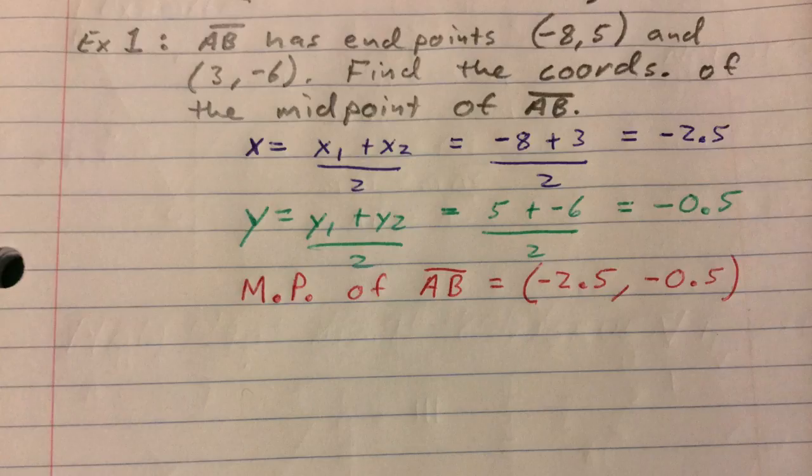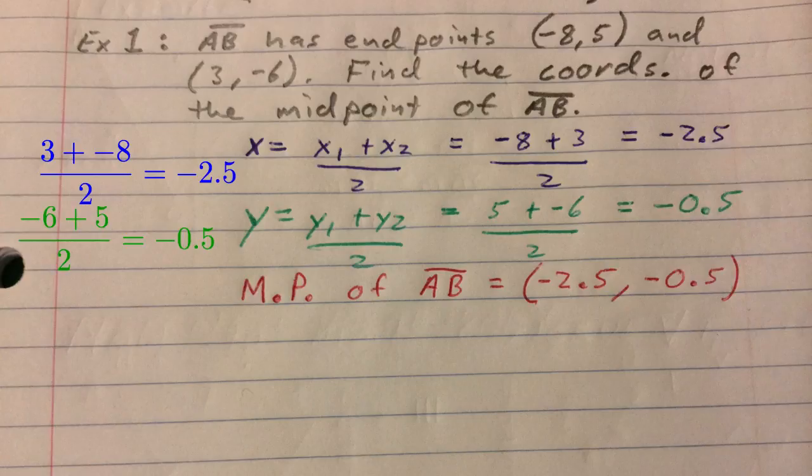It's worth noting that, for example, in the x-coordinate we did -8 plus 3. If we did 3 plus -8, we would still get the same x-coordinate. And likewise, if we switched around the y's, we would get the same. So with the midpoint formula, it doesn't matter which you choose to be (x1, y1), whether it's the first or second endpoint, just be consistent with yourself.